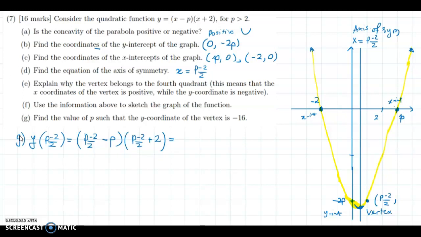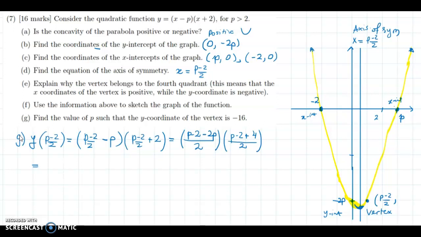So I'm going to have, for a common denominator 2 in the first bracket, p minus 2 minus 2p, so I had to multiply p by 2 for the common denominator. And then in the second one, I'm going to have p minus 2 plus 4. I need to multiply 2 by 2 for the denominator. So this is equal to, let's see what we have inside each bracket.